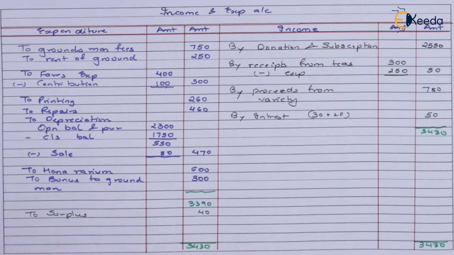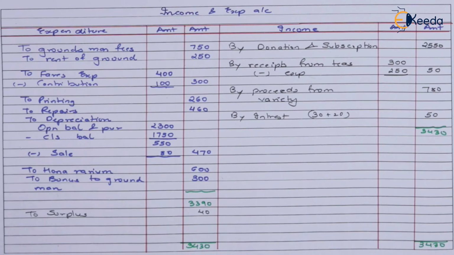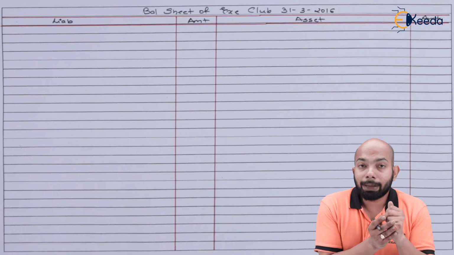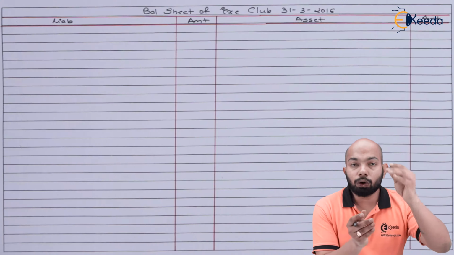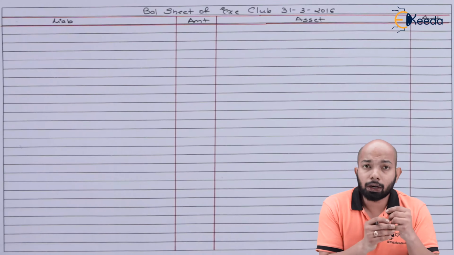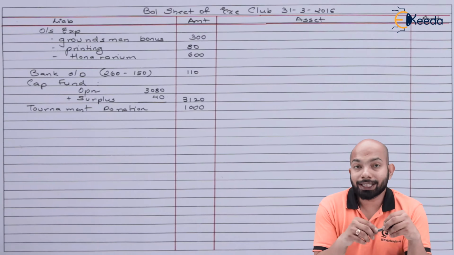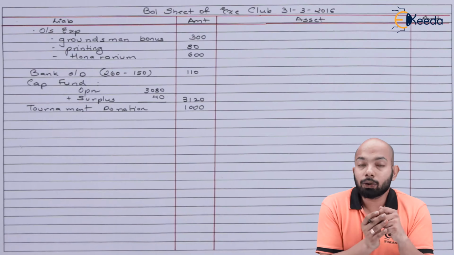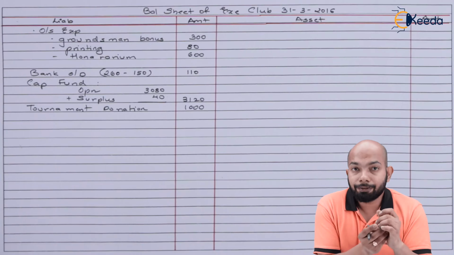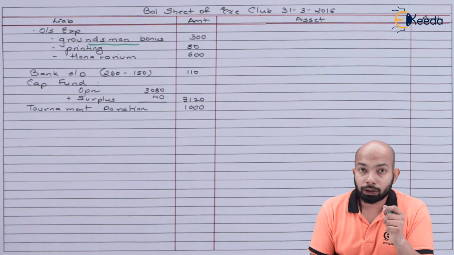Now it's time to prepare the last phase of this sum, that is the balance sheet. So this is the closing balance sheet that we are preparing. That means all the net items will be mentioned. Let's figure out the liability side first. So we've mentioned all the liability side. Let us explain what exactly we have mentioned here. The first part is the outstanding expense, which includes groundsman bonus. Then we have printing and honorarium there.